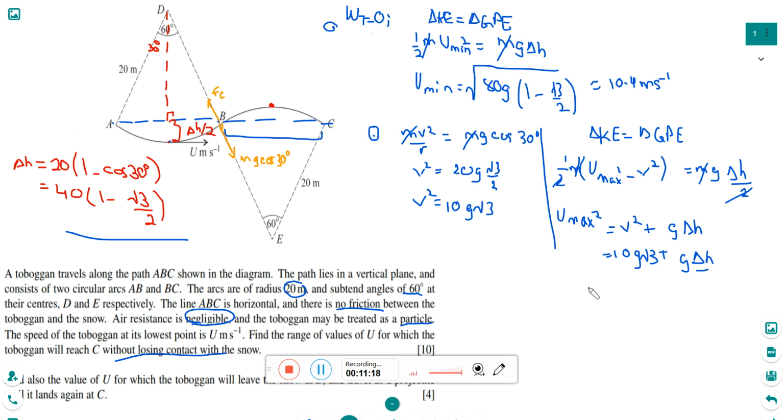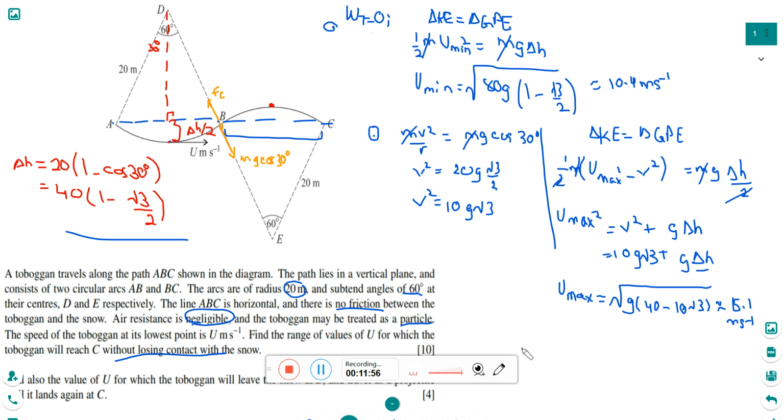which this is equal to u maximum, the exact value is equal to radical g into 40 minus 10 radical 3, which is approximately 15.1 meters per second, again taking g as 10 meter per second square.